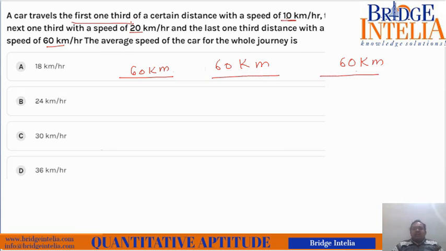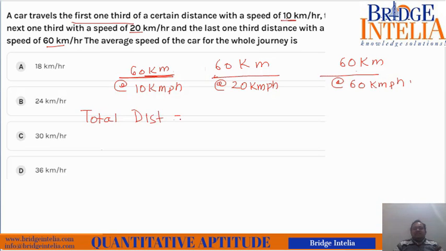He covers the first one third, that means this much, at a speed of 10 kilometers per hour, 10 kmph. The other one third at 20 kmph, and the last one third at the rate 60 kmph. So total distance, 60 plus 60 plus 60, 180 kilometers.